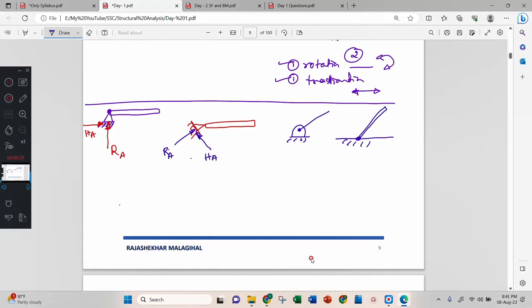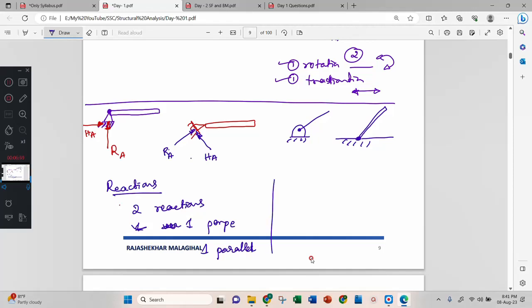Now if I talk about reactions, two reactions are there. One vertical, we'll now call it one perpendicular to the surface, and one parallel to the surface.